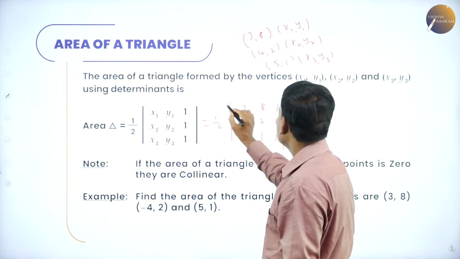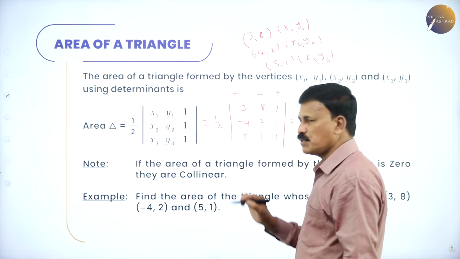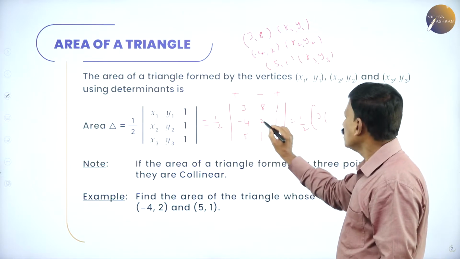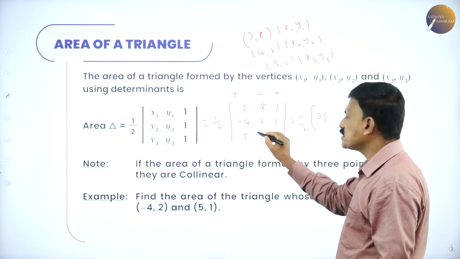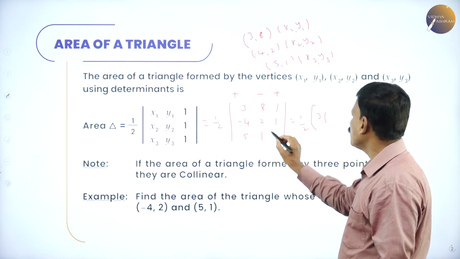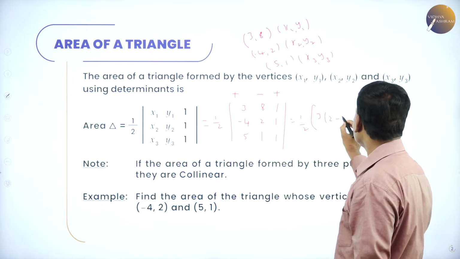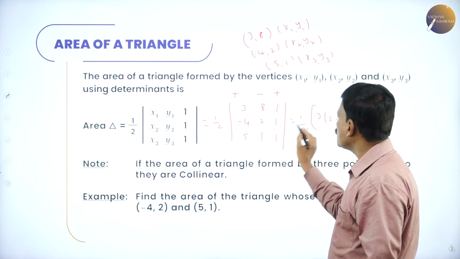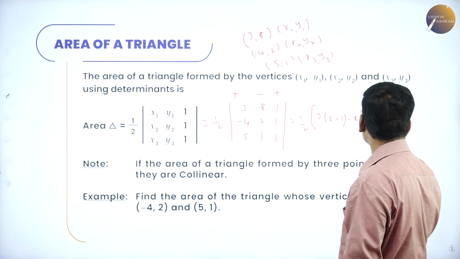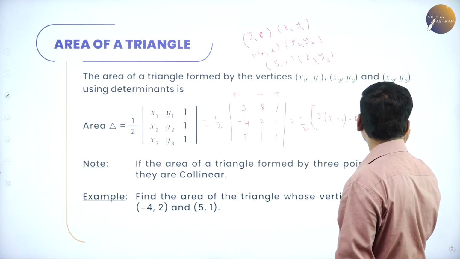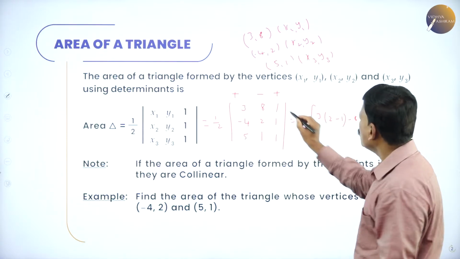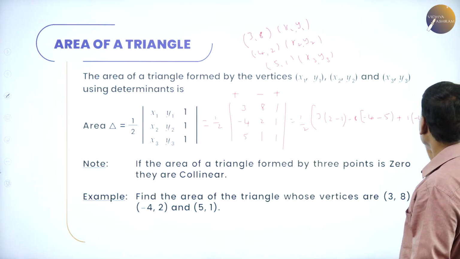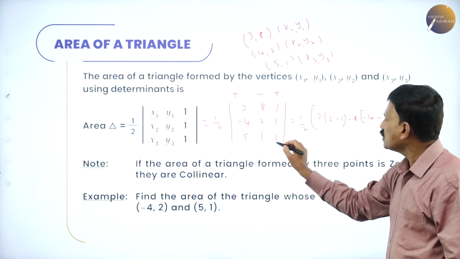Now expand this. This is plus, minus, and plus. Just keep 1 by 2 constant out as it is. Plus 3 into, you know the expansion. This row and column is deleted. What is remaining? 2, 1, 1, 1. 2 ones are 2, minus 1 into 1 is 1. Minus 8 into, this row and column is deleted, -4 into 1 is -4, minus 5 into 1 is 5. Plus 1 into, this row and column is deleted, -4 into 1 is -4.